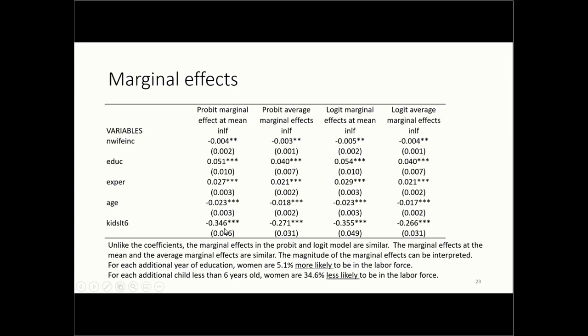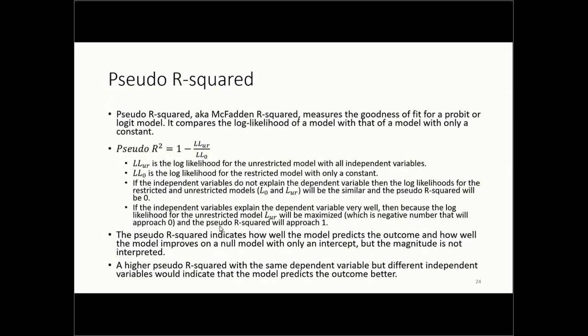And this again is coming from a baseline of, say, the unconditional probability that we saw, 57%. So here we're saying if we know that a person has one more year of education than another person, we know that for them they're going to be 5.1% more likely to be in the labor force. And if they have one more young child at home, they're going to be 34.6% less likely to be in the labor force. So this is how we interpret the marginal effects.